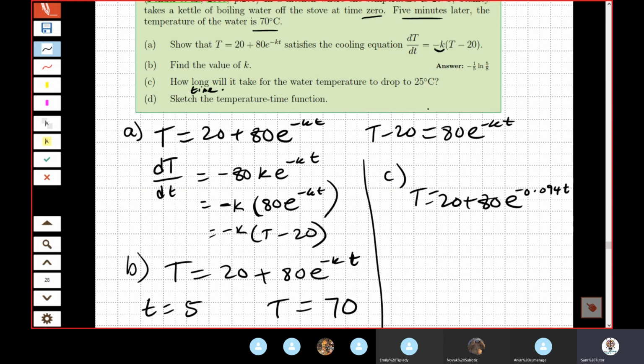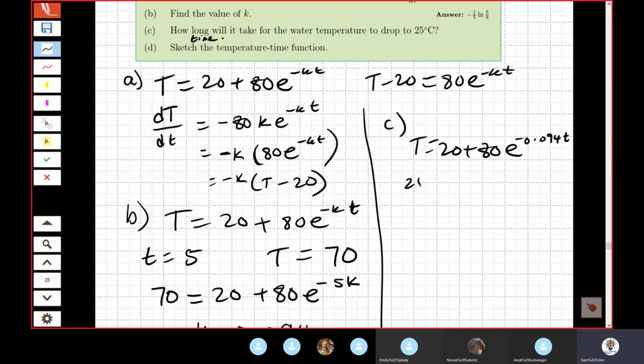All right, what was the temperature? 25. You just do it again, same thing. Take away, divide, log, divide. So let's do it. 25, take away 20. Divide by 80. Log, answer, divide by negative A.